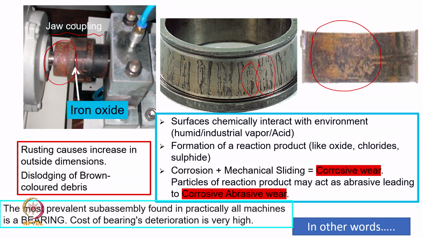That is why we say rusting causes an increase in outside dimension. The dimensions increase because of the rust. It is not only a few nanometers or microns, it sometimes increases beyond that. Another problem with rust is that it gets dislodged, because of its porous nature and weak tendency to stick to the surface. Now, if we run this kind of jaw coupling at higher speed, we will find some sort of debris particles coming out of this surface also.